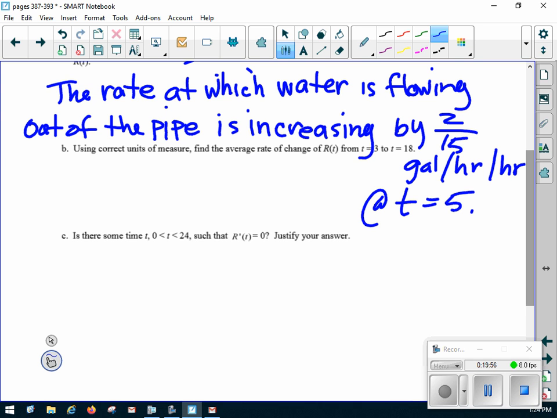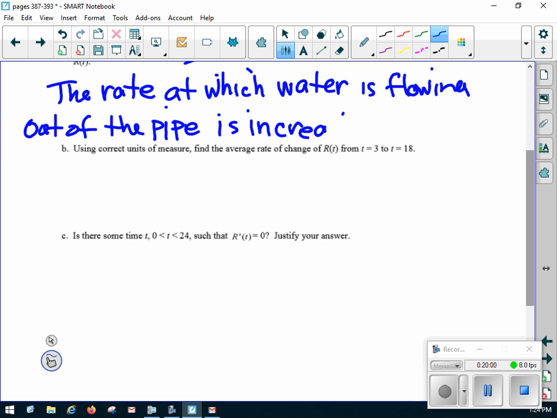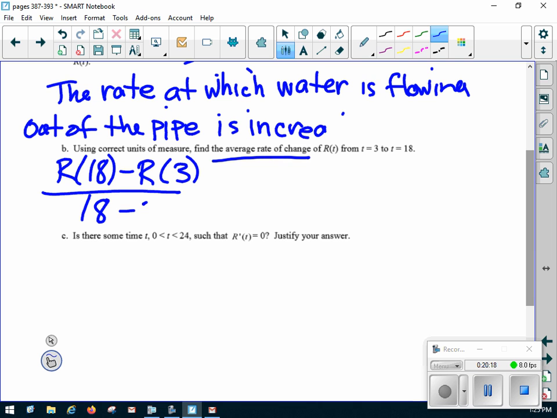All right, using correct units of measure, find the average rate of change from hour 3 to hour 18. How are we going to do that? How do you find average rate of change? R of 18 minus R of 3 over 18 minus 3.